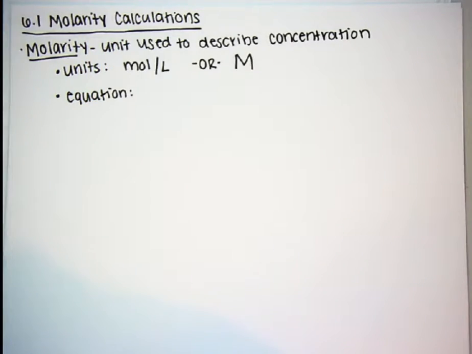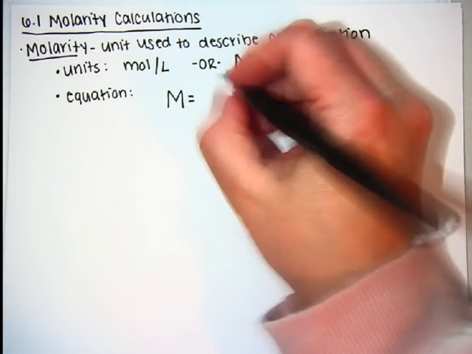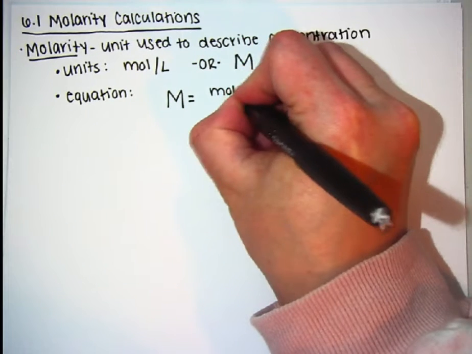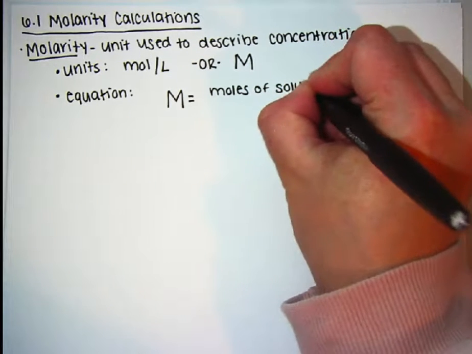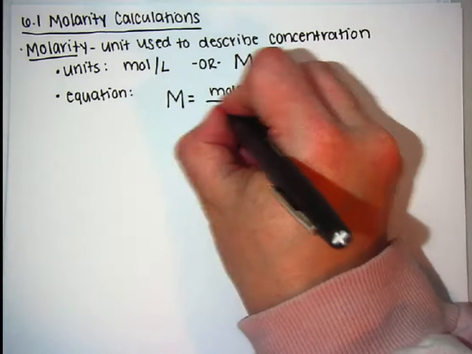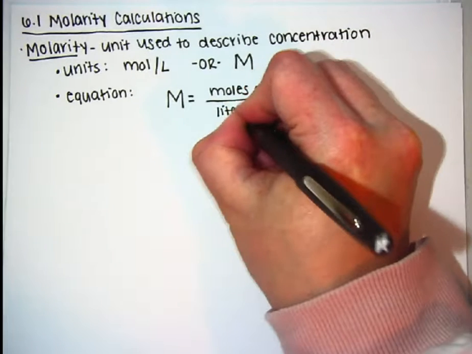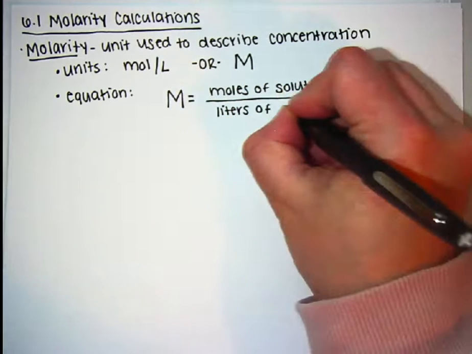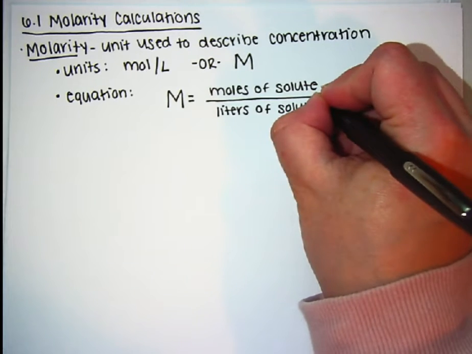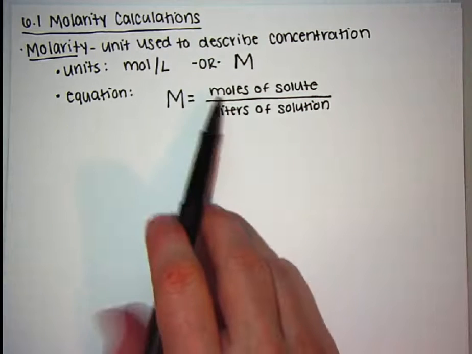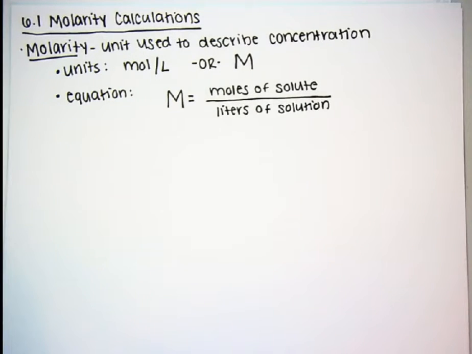The equation that we're going to use is molarity is going to be equal to moles of solute divided by liters of solution. So you can see that's where the units come from. Moles divided by liters.